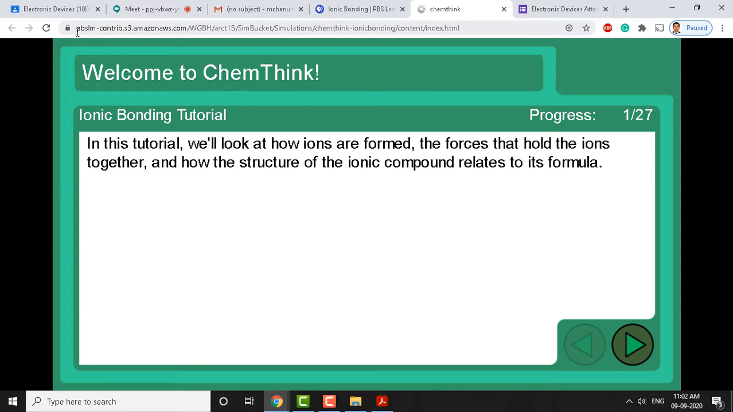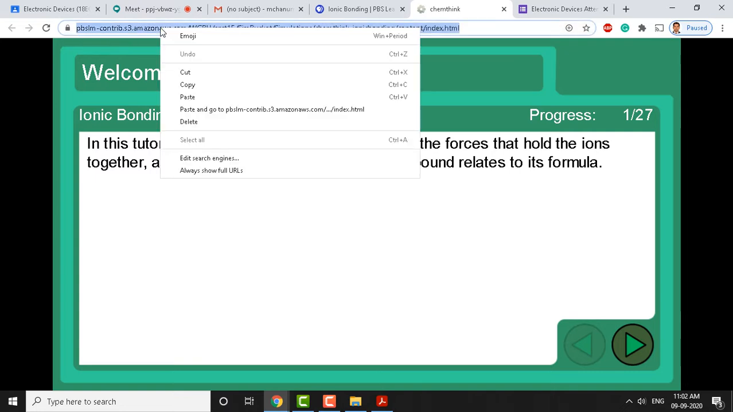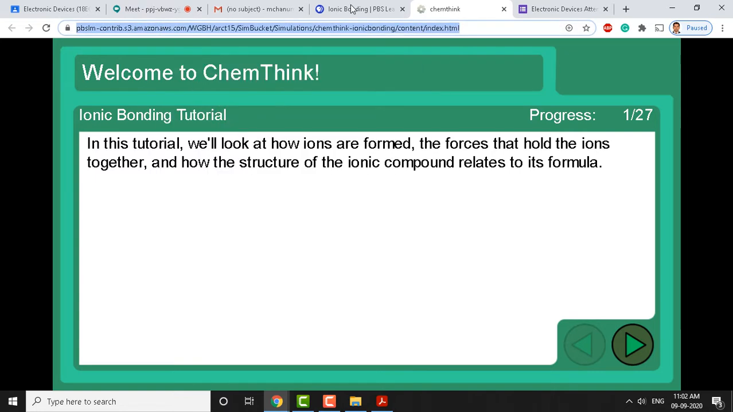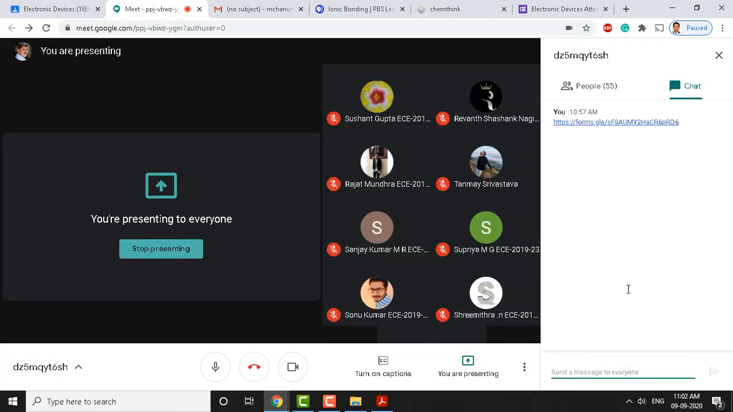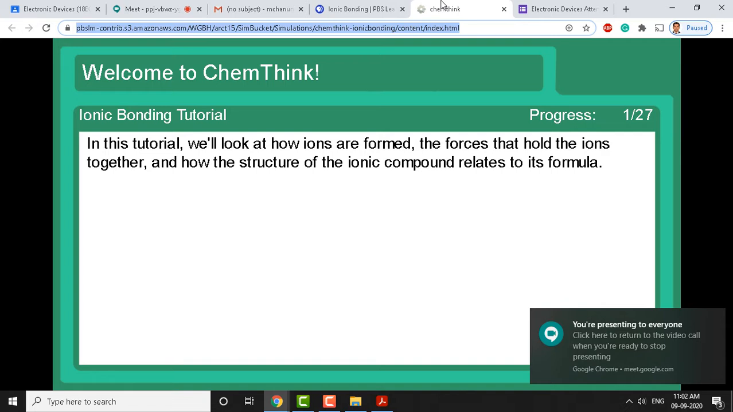I can make a note. I will just put this up in the chat box. Look, this chat box. You can watch this later. I'm going to explain what exactly you are seeing in this applet simulation.